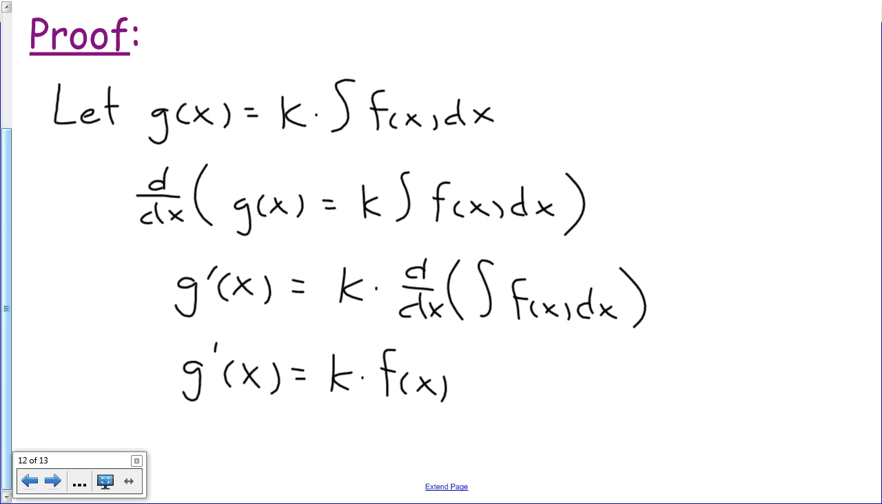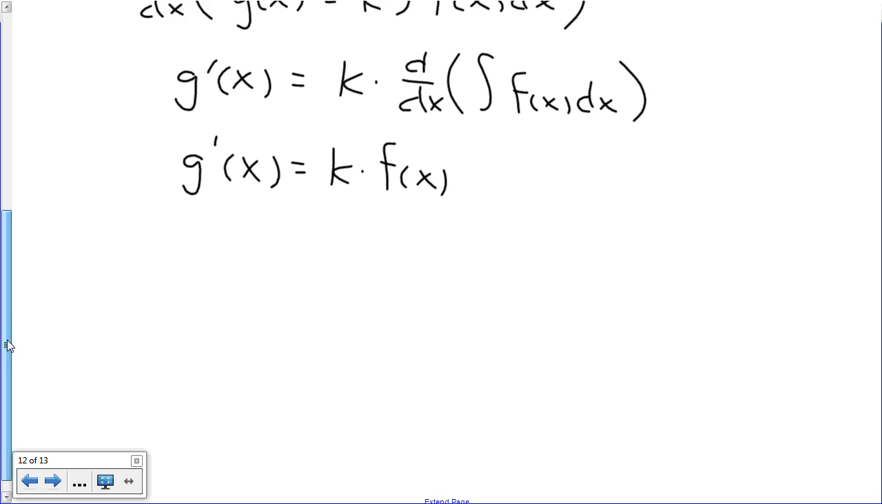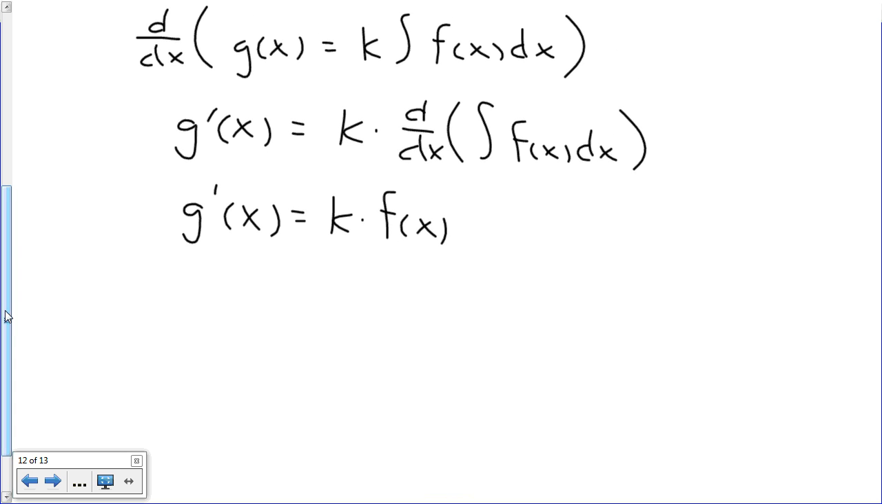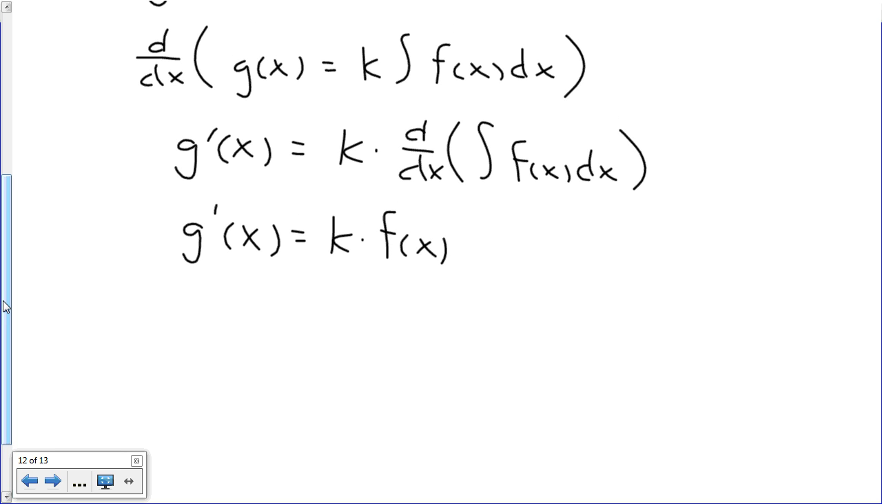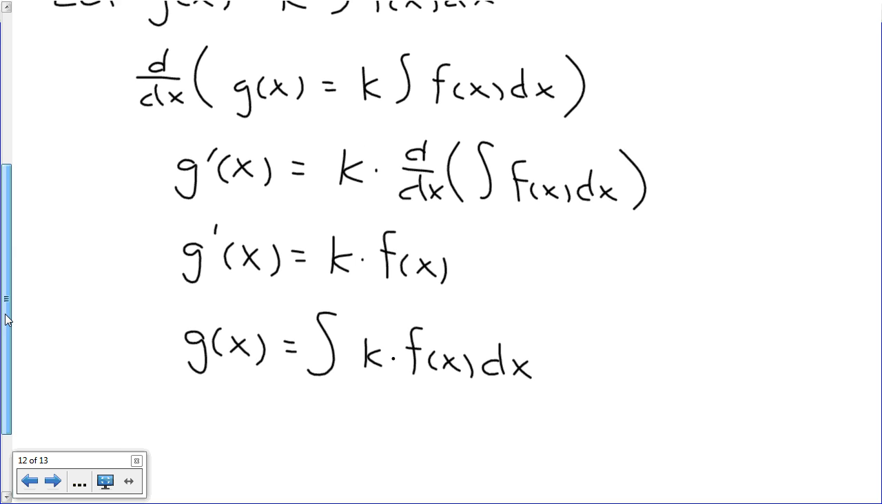And then finally, if you go back to your formal definition of an indefinite integral, if we say that g prime of x is equal to some function, and the function in this case is k times f of x, that's only true if g of x is equal to the antiderivative of this function, the integral of k times f of x dx. And there we go. That's our proof right there.